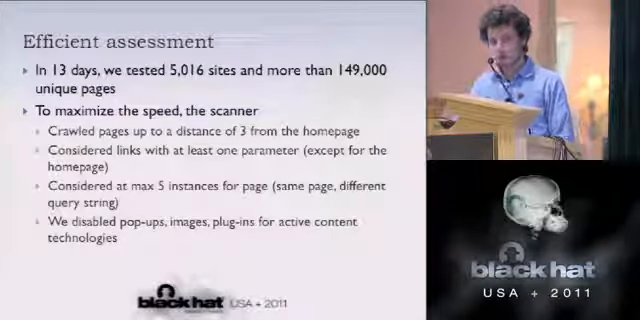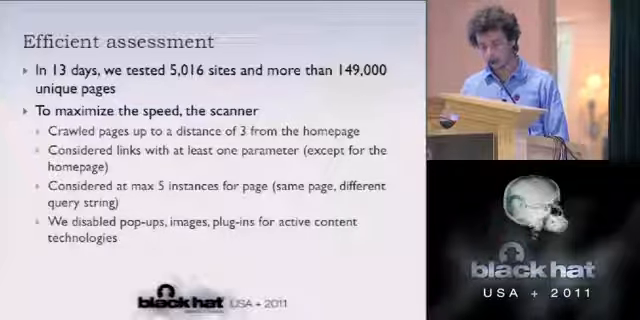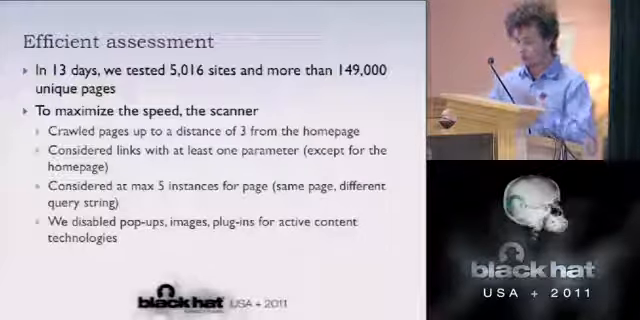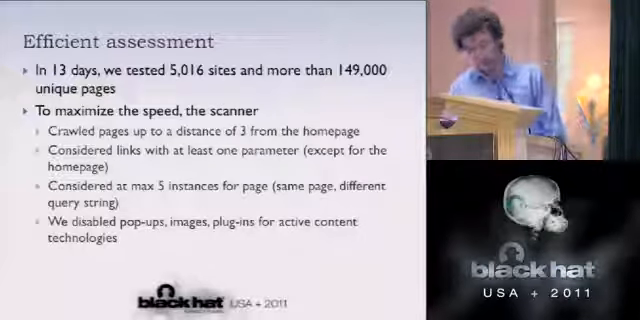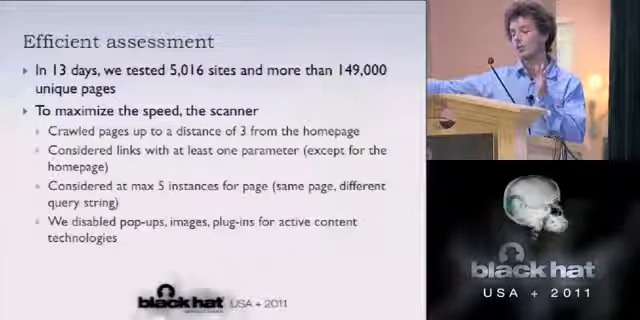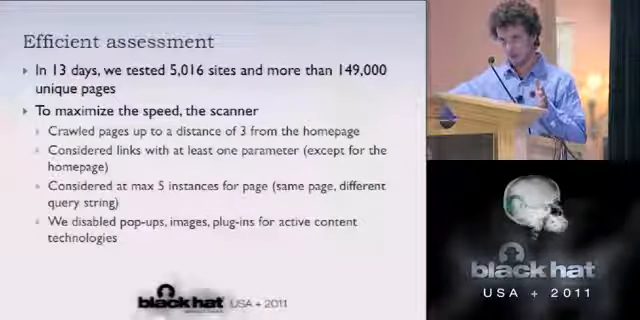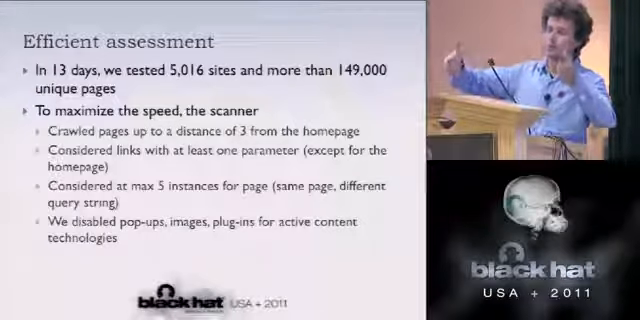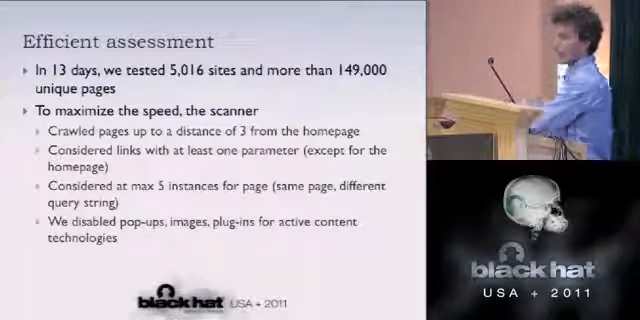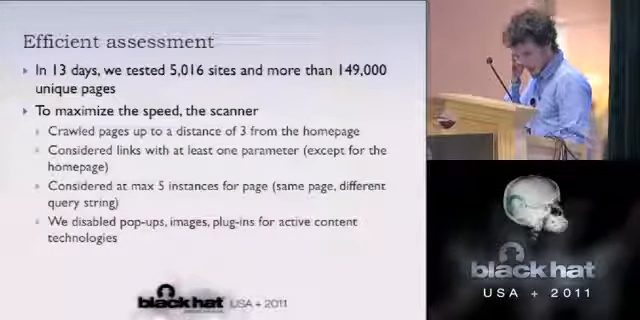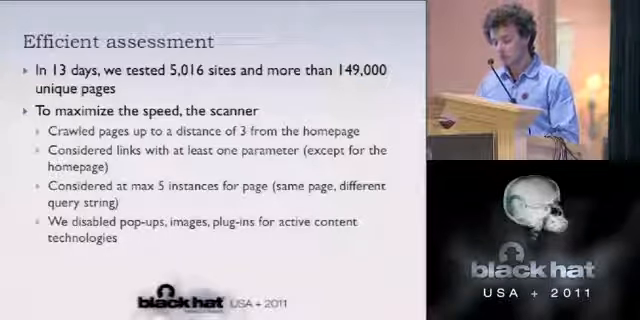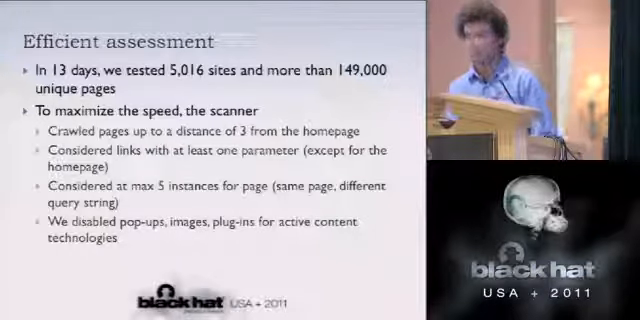As I was telling you before, to maximize the speed, we used 5 different instances of a browser at the same time, and we decided to crawl up to a distance of 3 from the home page. So we tell the crawler, check the home page, check the links, go into deeper links, go again until you reach a depth of 3. Then we disabled pop-up images and any plugin for active content technologies, such as Flash.